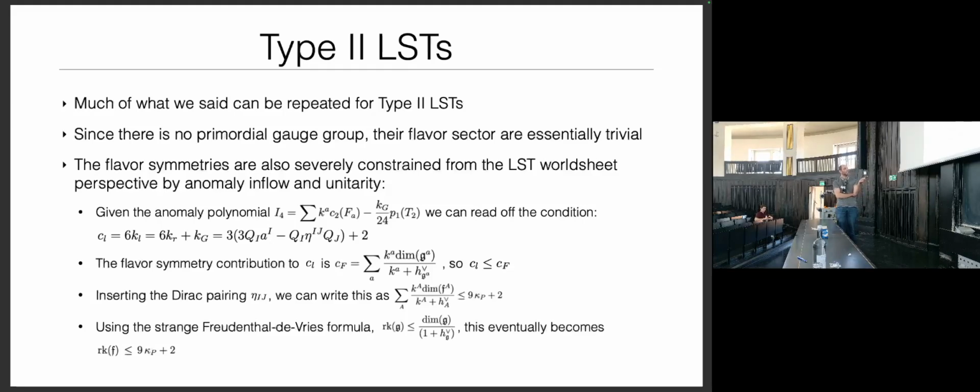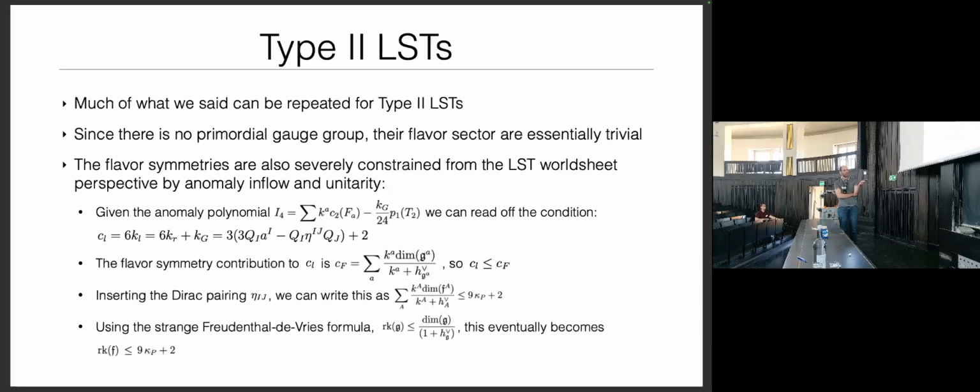And if we now insert essentially the Dirac pairing eta ij, which is, as I said, the intersection numbers, you can derive this inequality that the level Ki times the dimension of the flavor group Fa divided by Ka plus the dual Coxeter number is less than or equal to 9 kappa p plus 2.